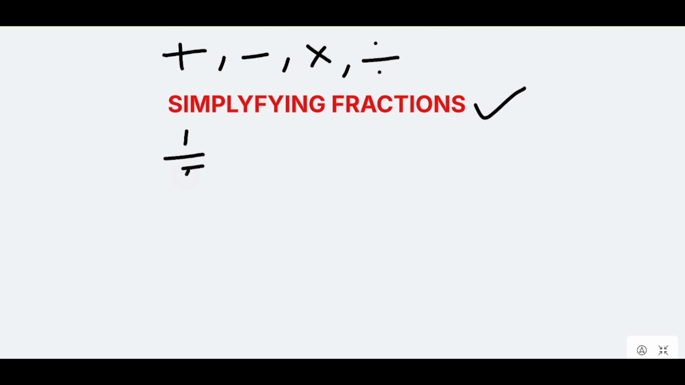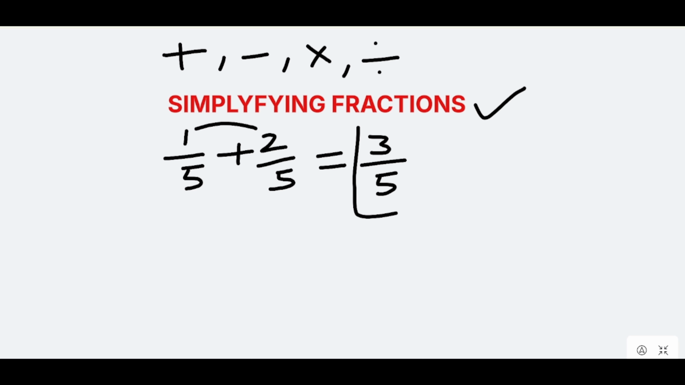So 1 over 5 to be added to 2 over 5. So what is the answer? As you can see, both these fractions have the same denominator, which is 5. So in the answer, it also has the same denominator, which is 5. You just have to add the numerators. So 1 plus 2, which is 3. So the answer is 3 over 5. So whenever you have two fractions having the same denominator, you just have to add the numerators.